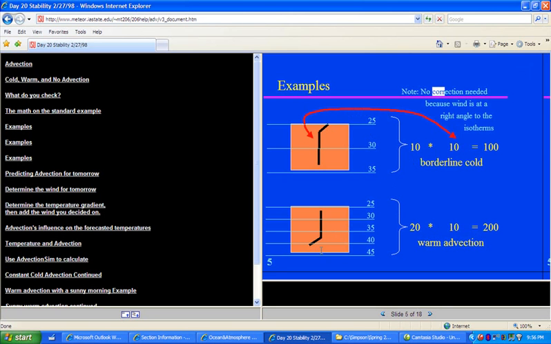In this particular example, there is a 20-degree change. The winds are from the south. So if you're sitting here where the cursor is, with time, temperature will be increasing. So we call this warm air advection. This is an example of a 20-degree change with a 10-mile-per-hour wind.